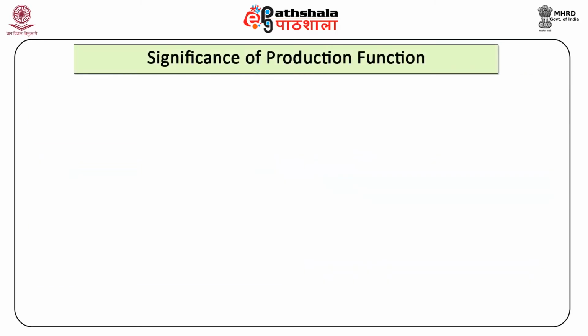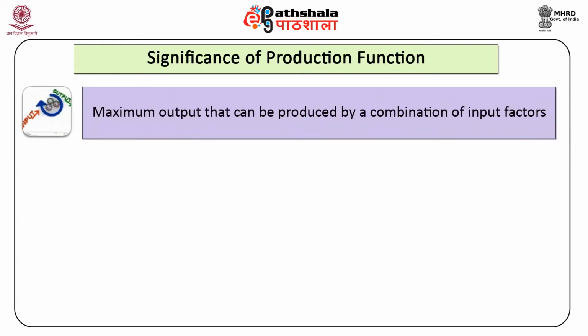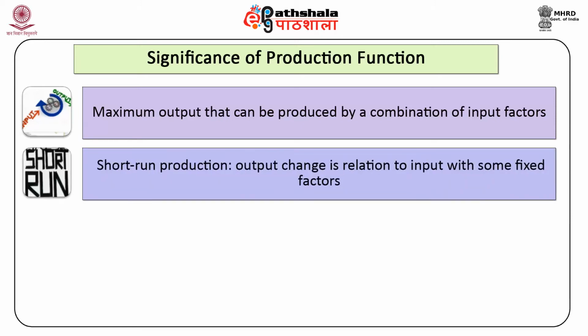Significance of production function. First, production function shows the maximum output that can be produced by a specific combination of input factors. Second, there are two types of production function. One is short-run production function and the other is long-run production function.